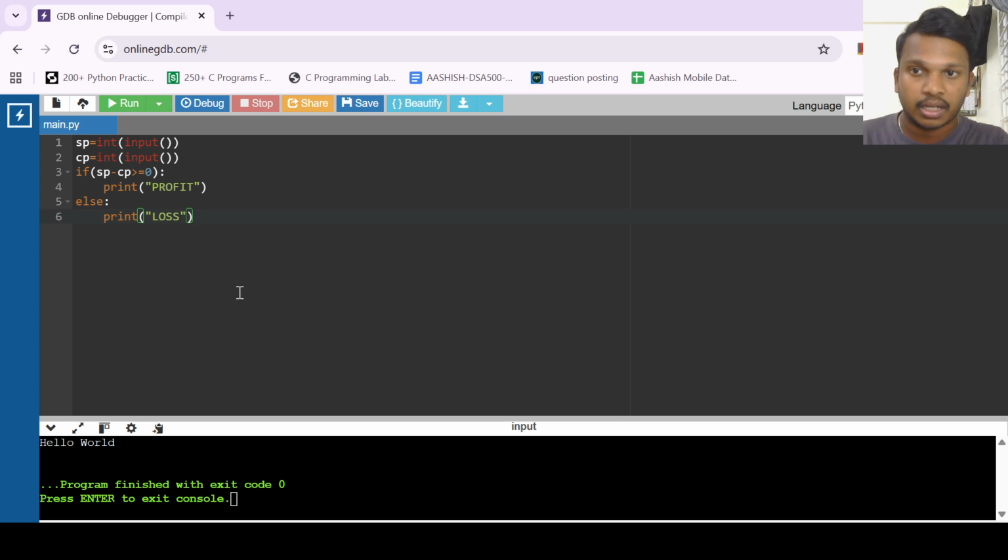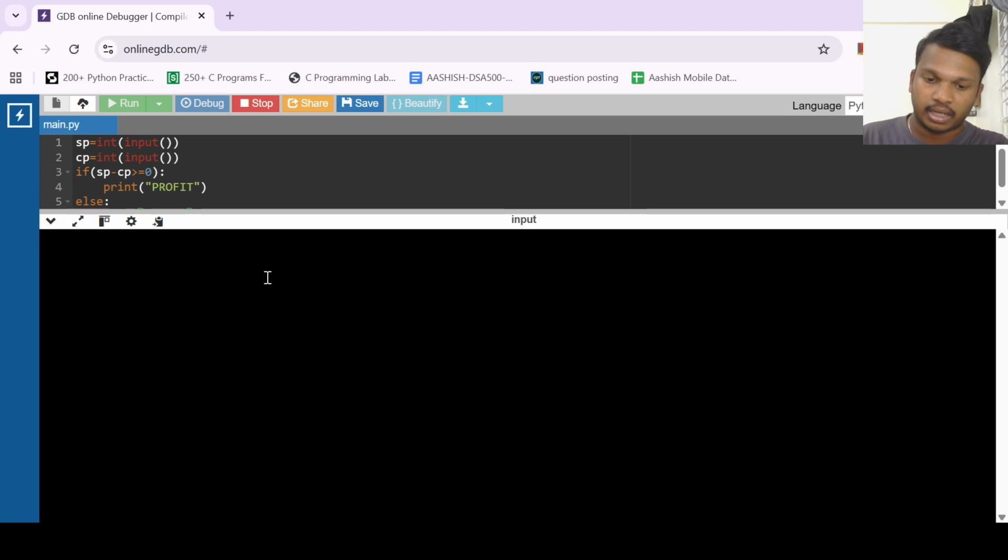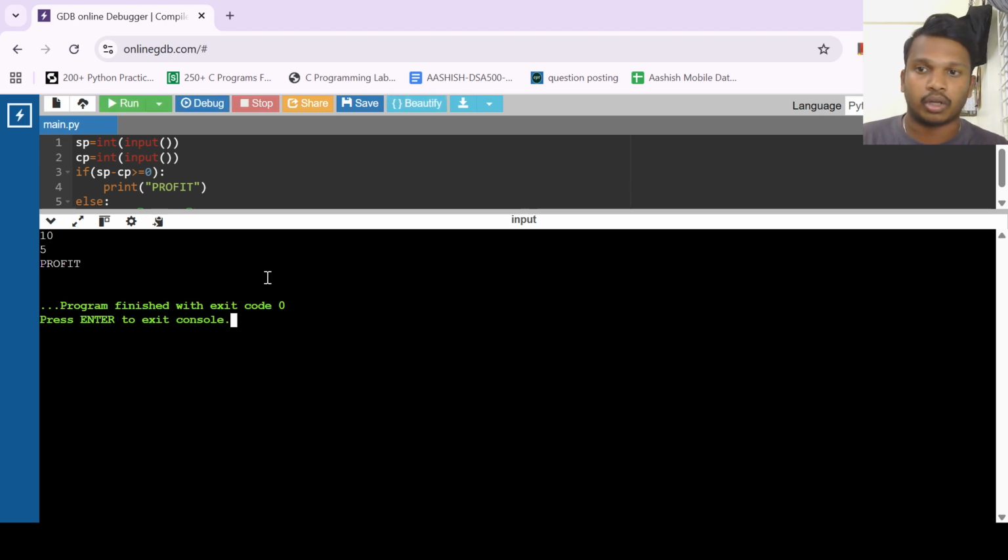But if I run this program, it is asking for the selling price. Selling price is 10 rupees, cost price is 5 rupees. Sorry, I purchased it for 5 rupees and I sell for 10. 10 minus 5, 5 is greater than 0, so I will get the profit. We are getting the profit, and this is true. Let's see the reverse also. Reverse means we sell for 5 rupees, but purchase for 10 rupees. Now we got loss. That's all.